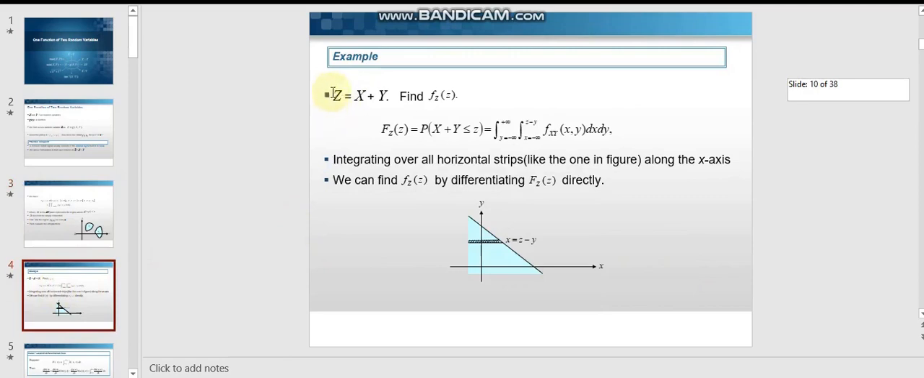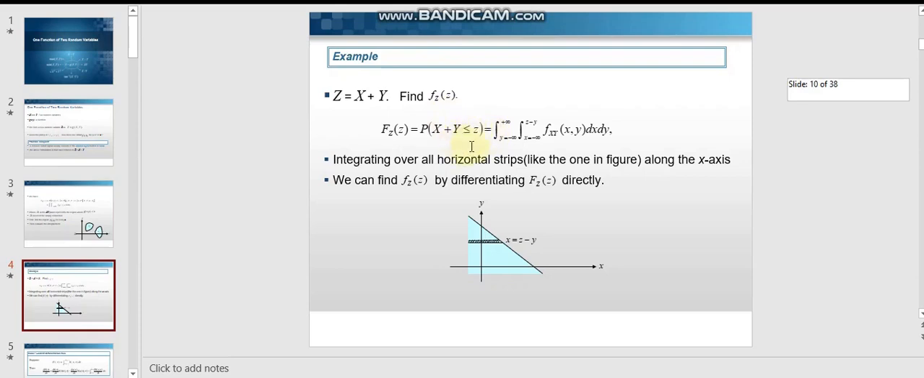Let's talk about some examples. A function of a new variable Z, which is the sum of old random variables X and Y. We have to find the PDF of the new random variable Z. So first let us define the CDF, the cumulative distribution function of random variable Z, which is the probability of X plus Y less than or equal to z.